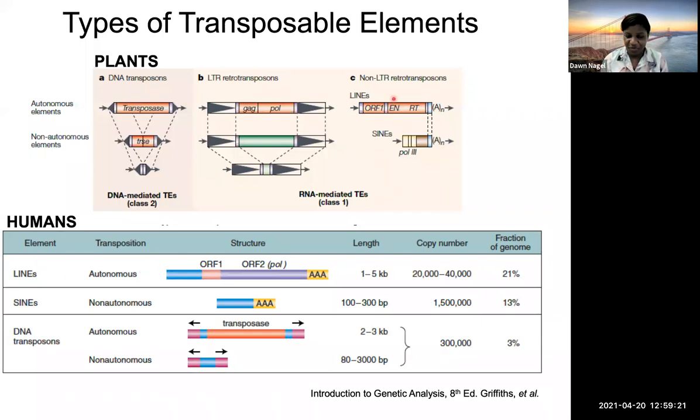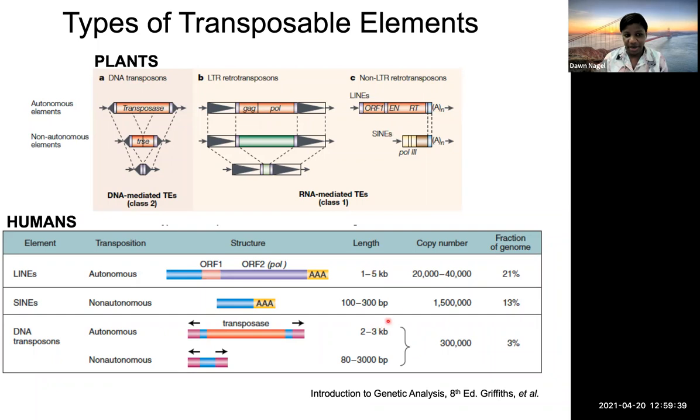There's another type of element that's present in both plants and animals, which are called non-LTR elements. So they don't have these long terminal repeats. So you see it's absent here, but they also have the genes that are required for their transposition.